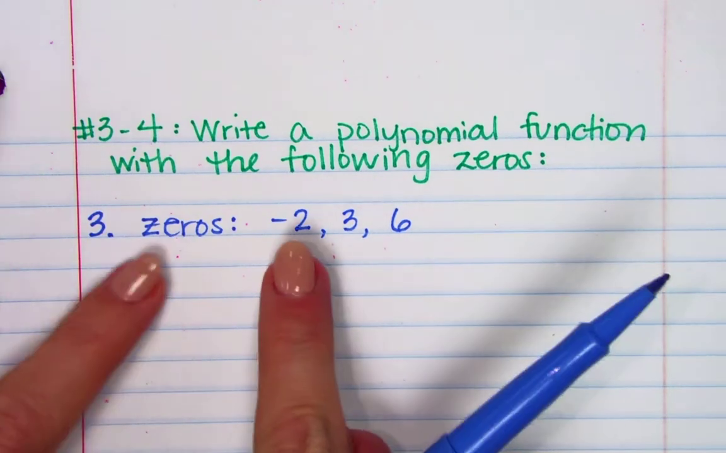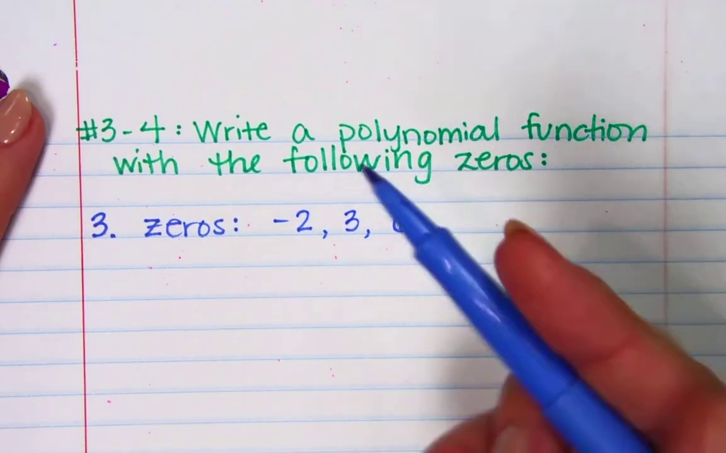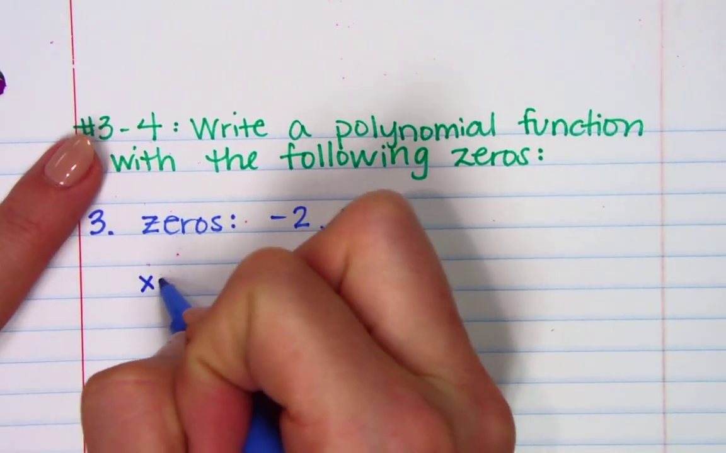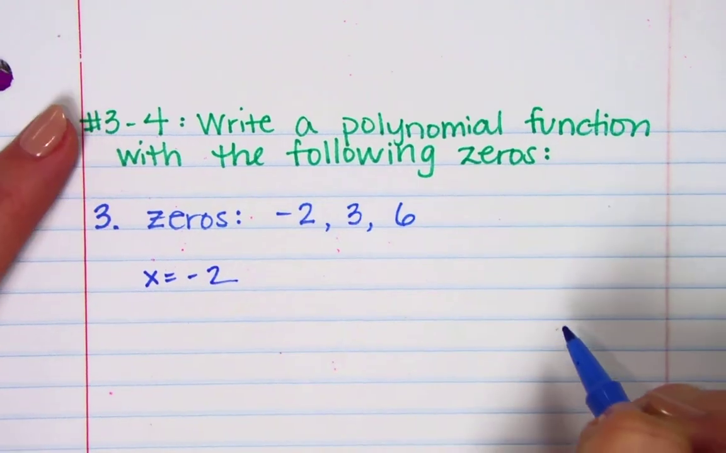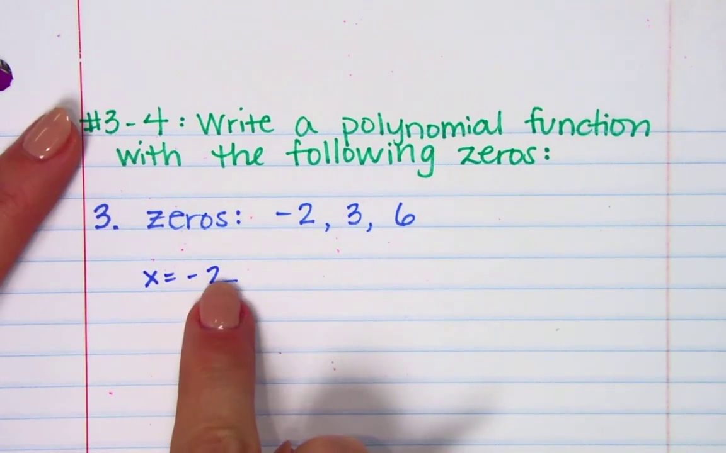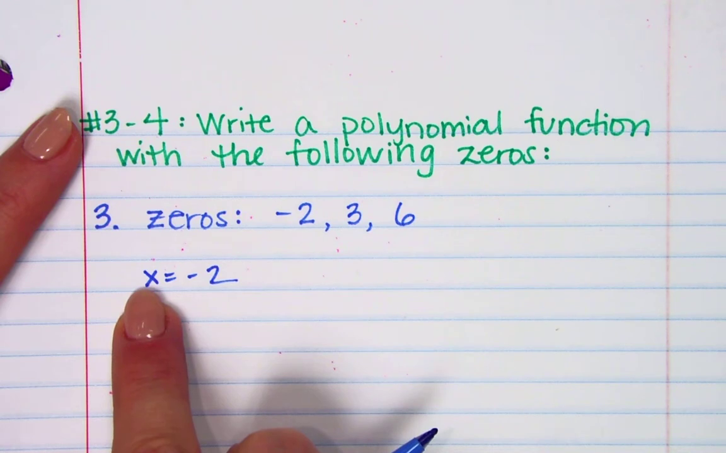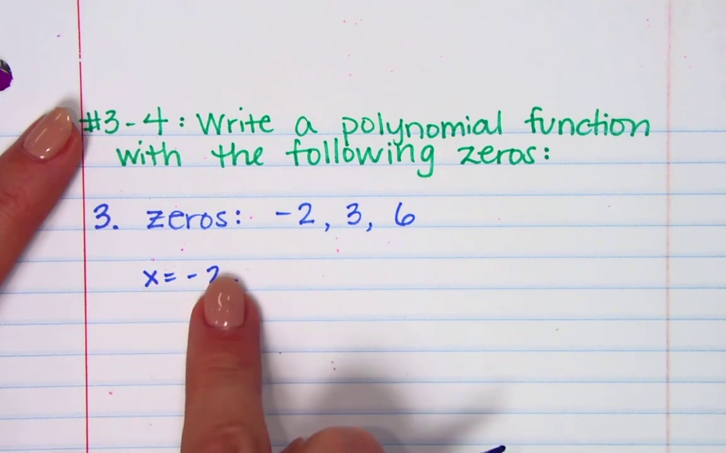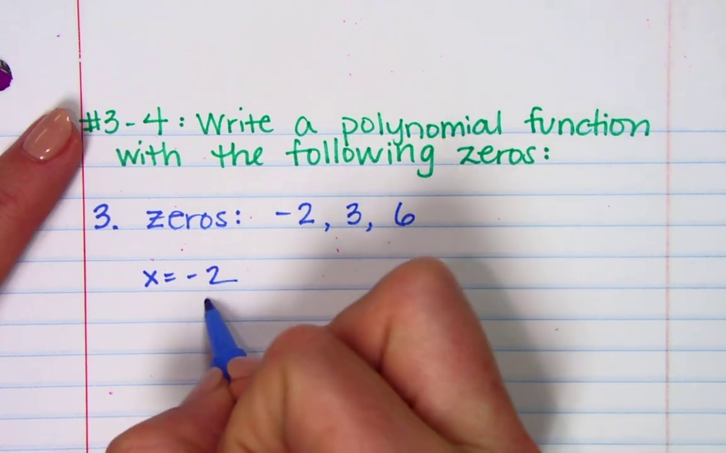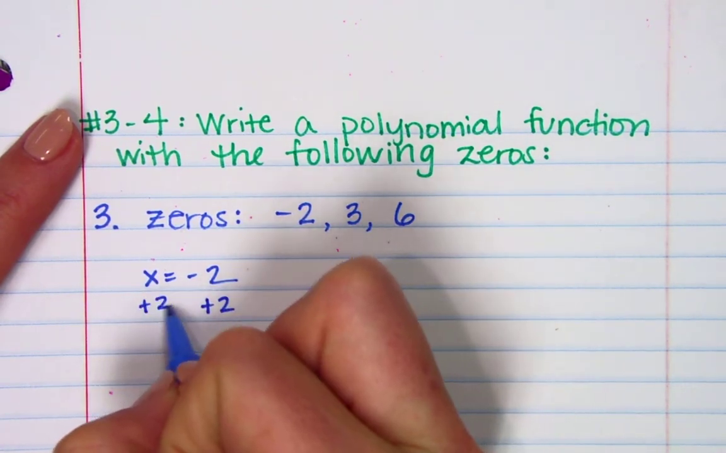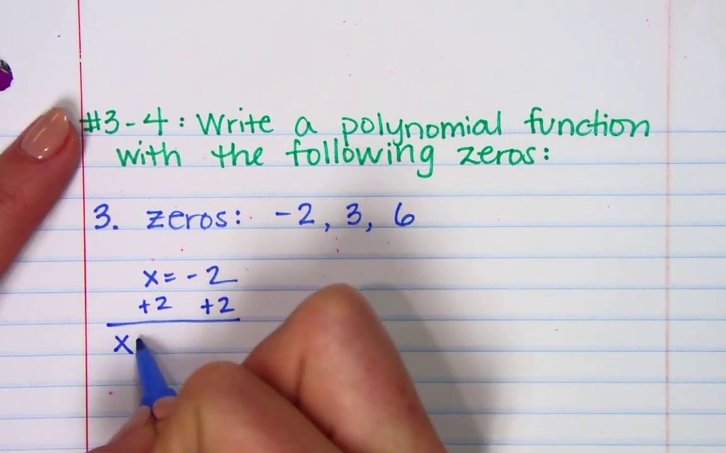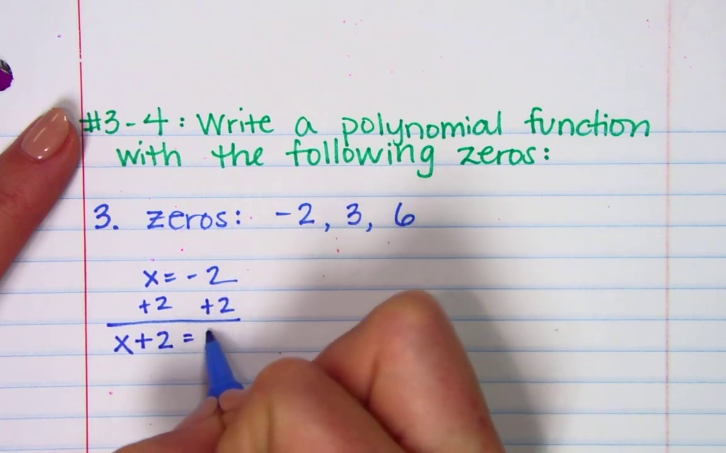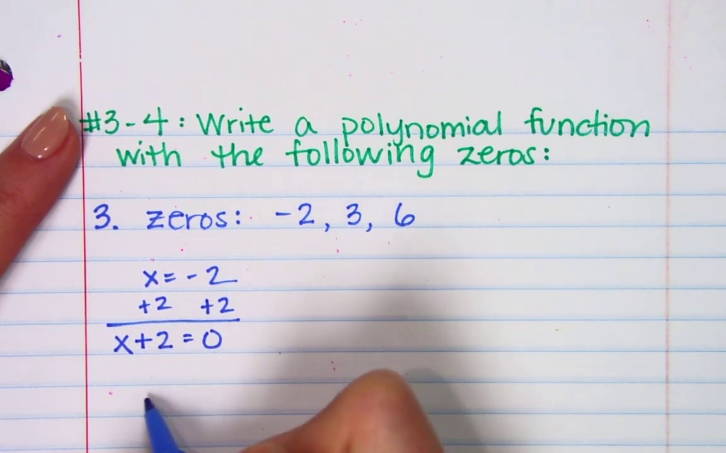Okay, so if you remember, when we find our zeros, the first thing that we did was, this is x equals -2, right? And before that, the 2 had been on this side, and we had set this whole factor equal to 0. So we're going to work that backwards. We're going to put this 2 on the other side. Now our factor is x plus 2 equals 0. And that's one of our factors.